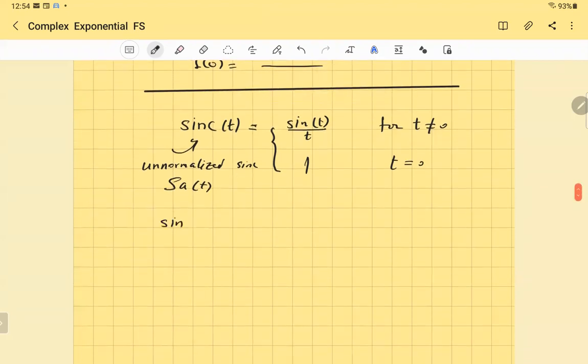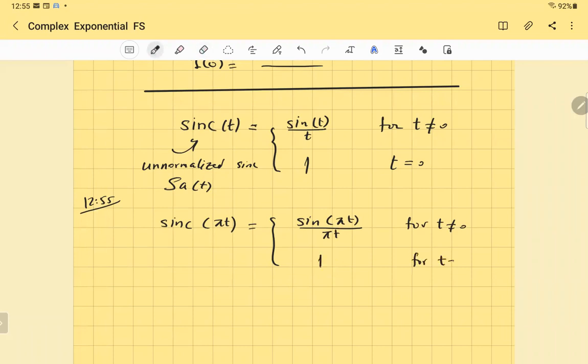Sinc pi t, that's the normalized sinc function. How is it defined? Sine pi t over pi t, for t not equal 0, and that's equal 1 for t equals 0.